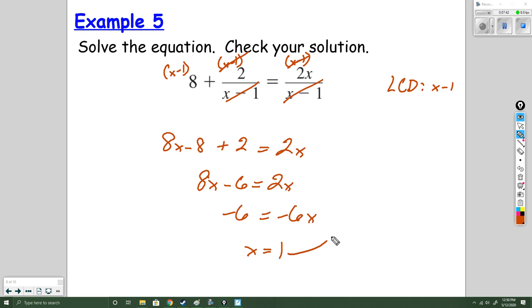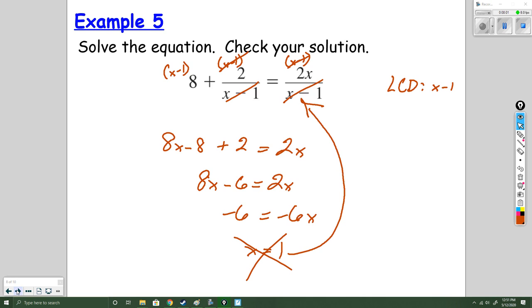Now the problem here is when we plug that back in, when we plug 1 back in here, it makes the denominator 0. So since it makes that denominator 0, which is undefined, that solution actually doesn't work.